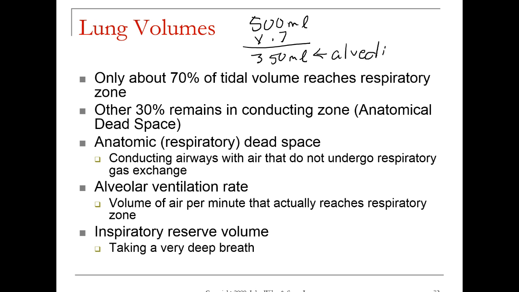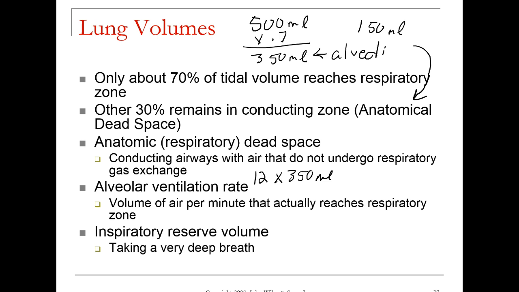Alveoli, or the respiratory zone. The rest, 150 milliliters, will be found in that anatomical dead space, right? It doesn't undergo respiratory gas exchange. So sometimes, instead of talking about the minute ventilation, which is the total amount of air that circulates, we may want to calculate the alveolar ventilation. So if you have 12 breaths per minute times 350 milliliters, that will give you the actual volume of air that you circulate through your respiratory zone.